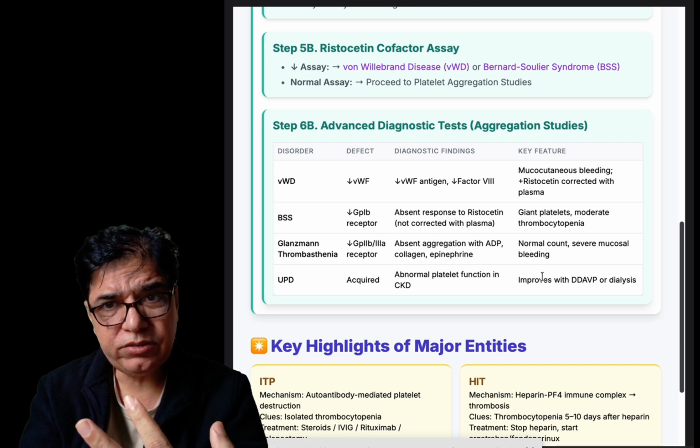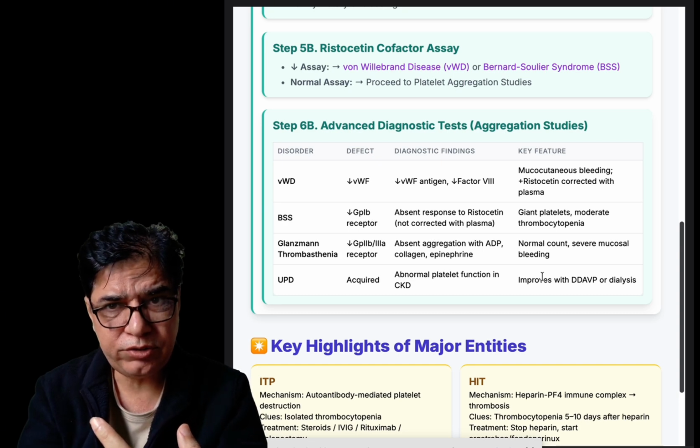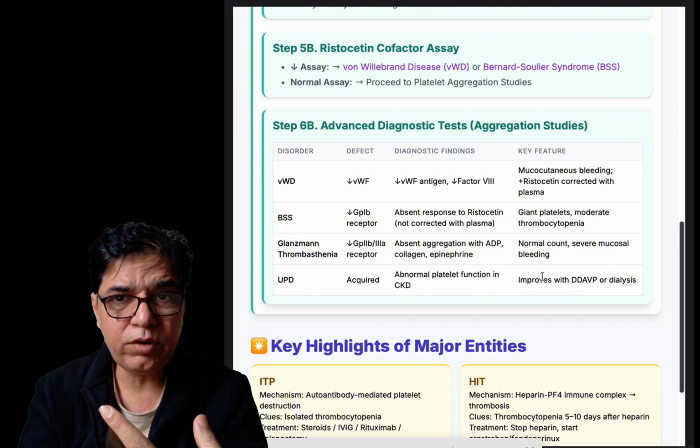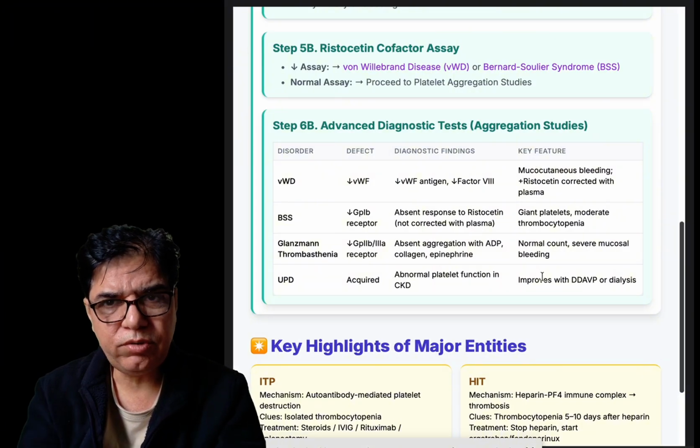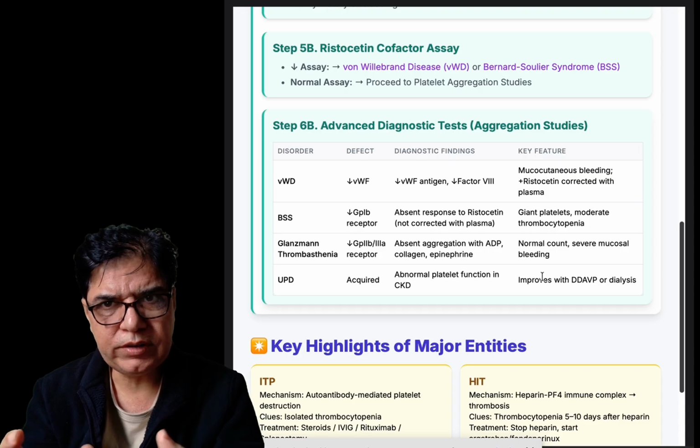Anyhow, for sake of simplicity, if the ristocetin cofactor assay is reduced, then either you are dealing with von Willebrand disease or you are dealing with Bernard-Soulier syndrome. Either you're dealing with what? Von Willebrand disease or Bernard-Soulier syndrome. The only difference is that Bernard-Soulier syndrome would show you large platelets. So usually on the peripheral smear, you will see there are large platelets.